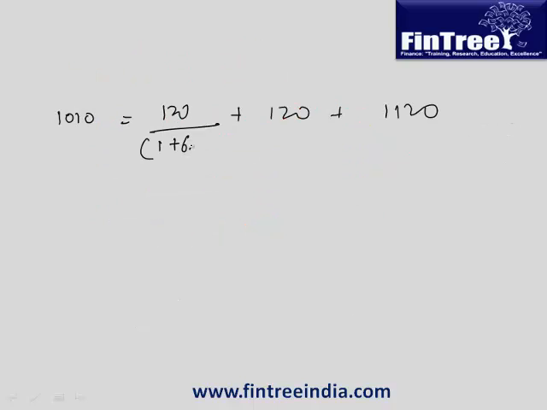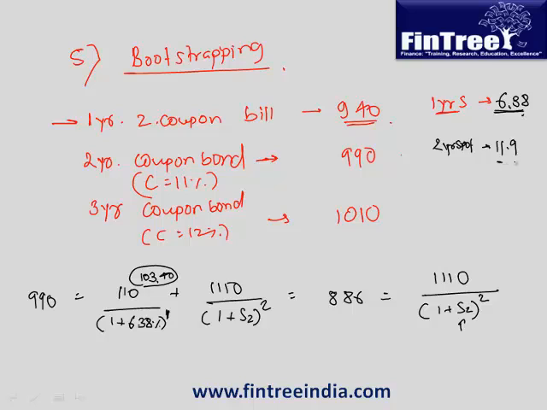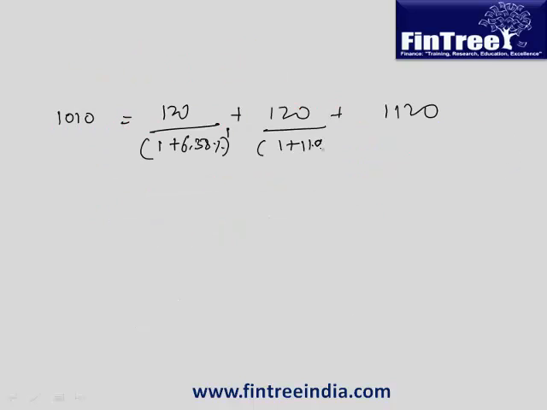So 6.38% raised to 1. The second cash flow should be discounted with what rate? The 2-year spot rate, which is 11.9%. And the last cash flow should be discounted with the 3rd-year spot rate, which we need to find out. So again, we will have to reshuffle the cash flows. So I'm doing it with you.